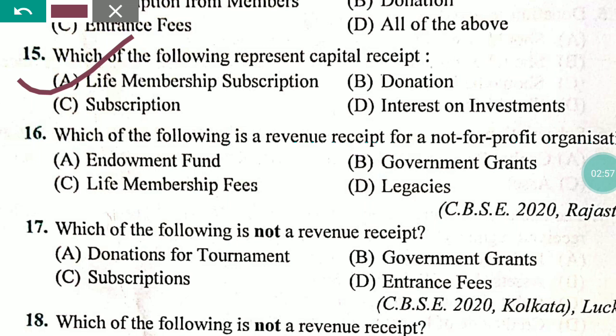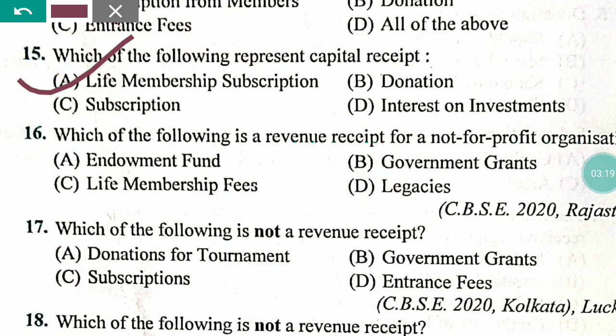But donation is of a recurring nature, and subscription is of a recurring nature. The member should always pay donation and subscription to the not-for-profit organization in the regular way. But the life membership subscription is not in a regular way. It is paid one time to the not-for-profit organization. So this is known as a capital receipt.